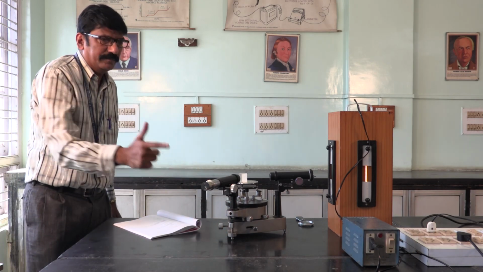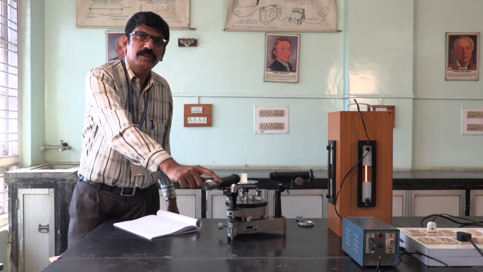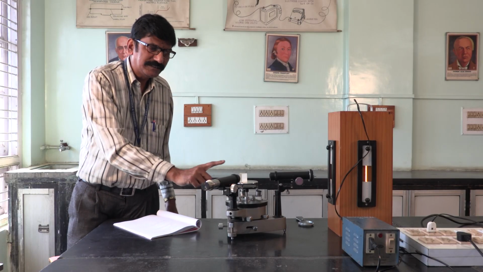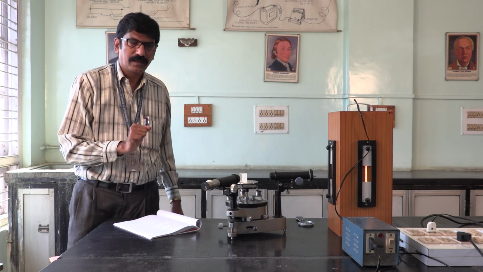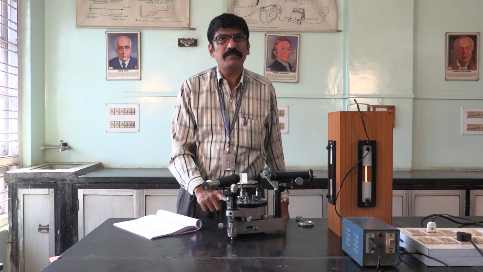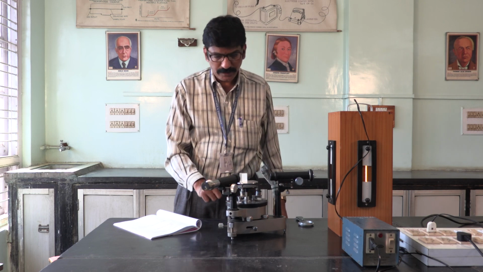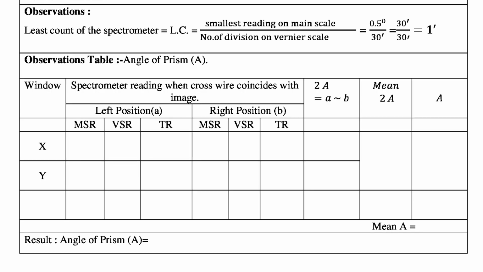You will see the reading. You will see the yellow line over here. You adjust the position of the telescope so that the cross wire coincides with the vertical line. Now you have to take the reading. This is the X window, this is the Y window. So take down the reading of the X window, note down the reading of the Y window, that you will be entering in your journal. So this is the observation table.